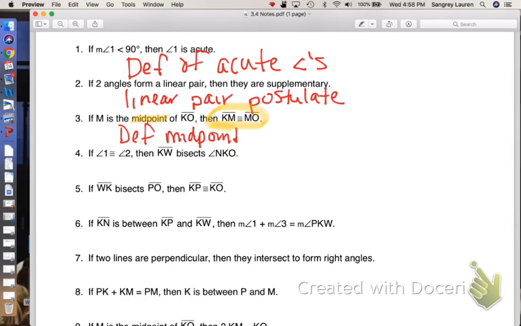Number four, if angle 1 is congruent to angle 2, then segment KW bisects angle NKO. This is definition of angle bisector, because we know that if we have an angle bisector, we get congruent angles.